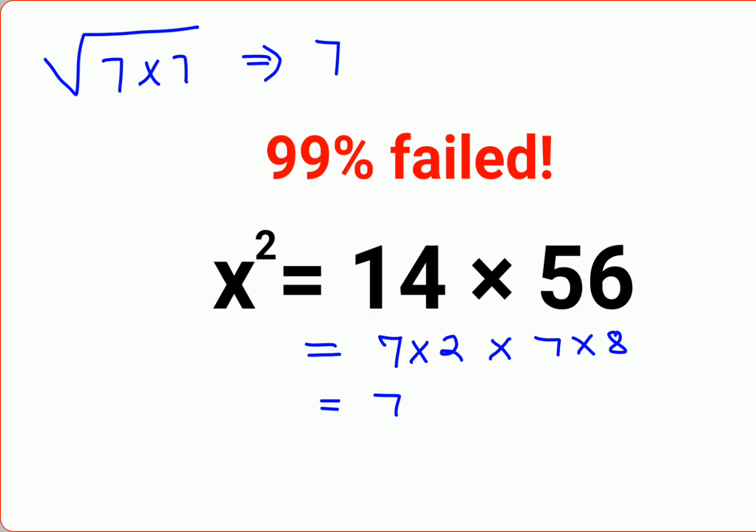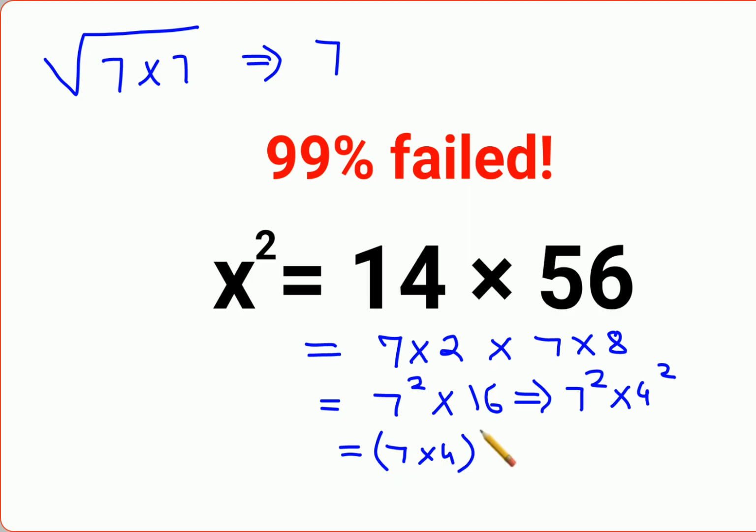So this became 7 square and this becomes 2 into 8 became 16, which can be further written as what? 7 square into 4 square, correct? So this eventually comes out to be 7 into 4 the whole square, and this value is still equal to x square. Now in order to find the value of x, you will say that we'll take square roots. X square, here we had 7 into 4 which gets you 28 the whole square.